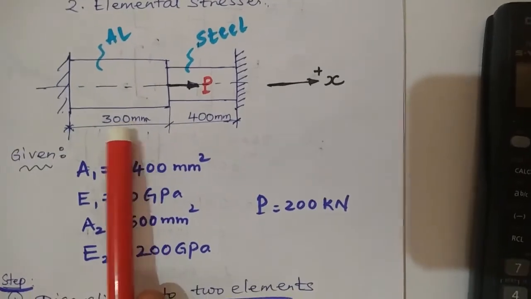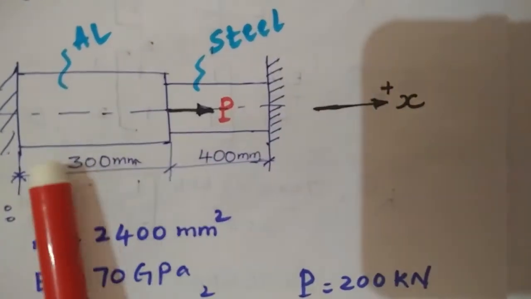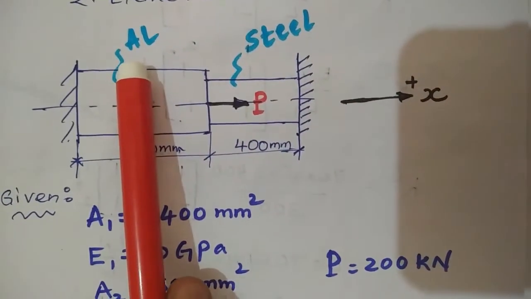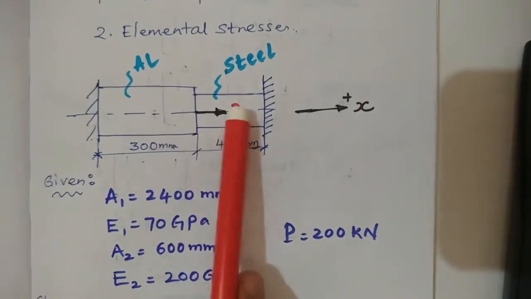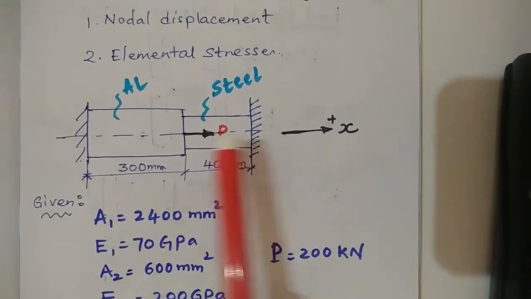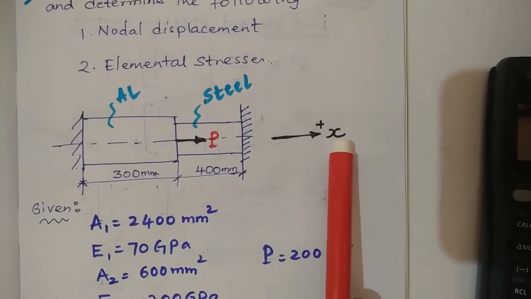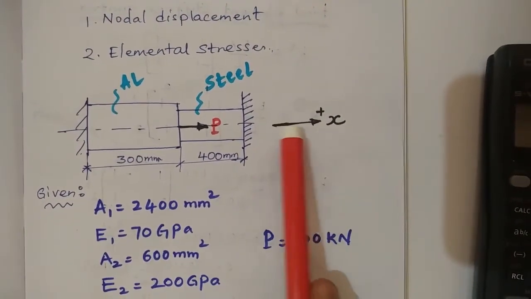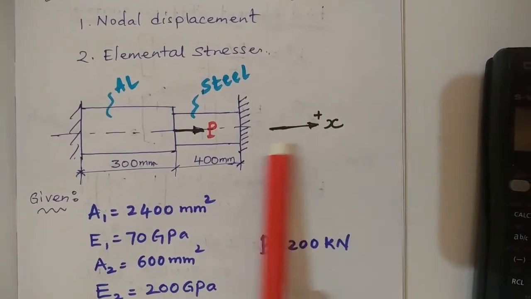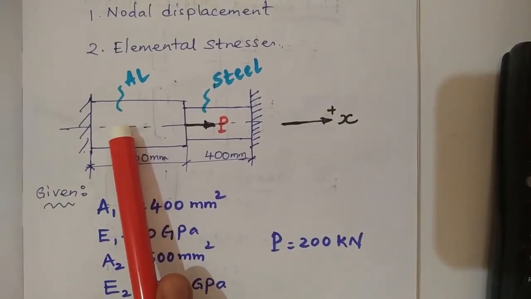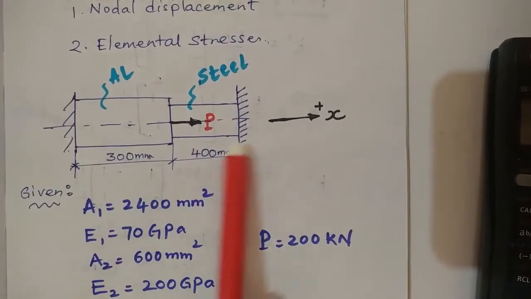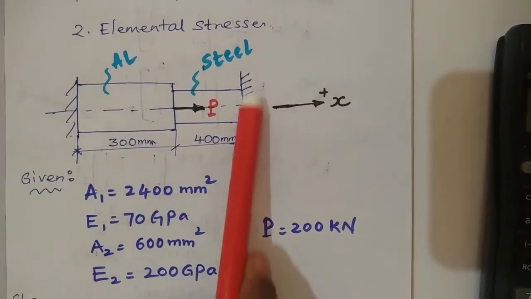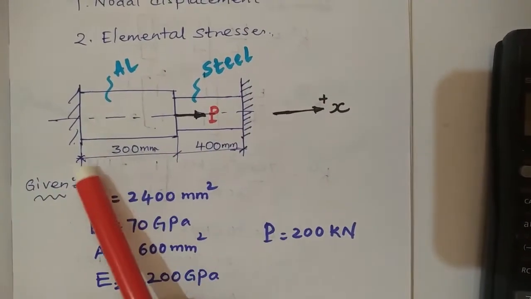Look at this structure. This structure is made of two different materials. One is aluminium, another is steel. Okay, it is fixed at both the ends. You have this as your coordinate direction plus x. If the direction is like this, in the problem given, it will be plus x. It has been mostly asked in various university examinations. This particular problem is a very famous numerical. They have asked in a lot of examinations.